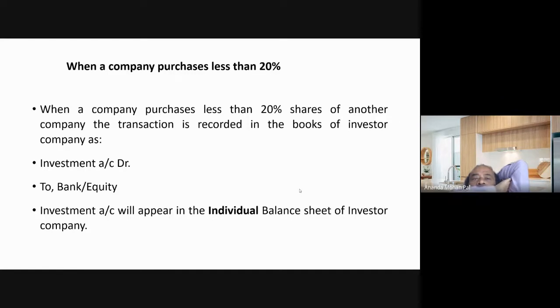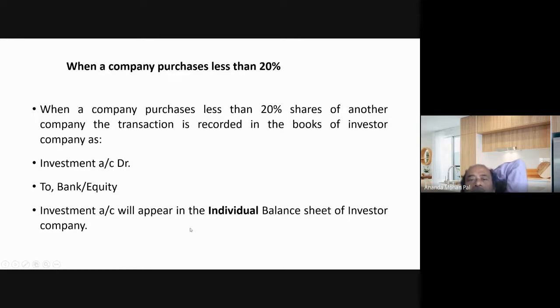Then I am showing the journal entries of all these three cases. When a company purchases less than 20% shares of another company, the transaction is recorded in the books of the investor as investment, debit to investment, credit to bank, to equity, whatever. The investment account will appear in the individual balance sheet of the investor company.